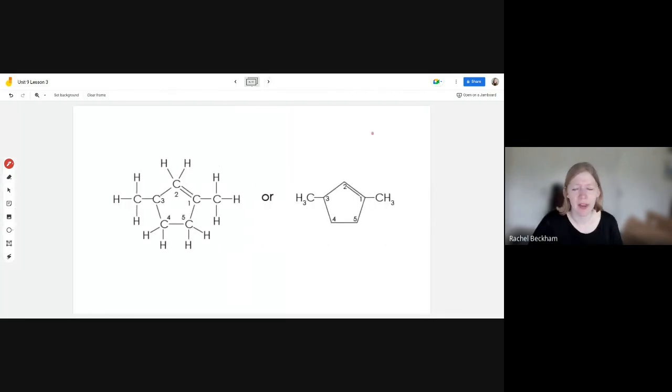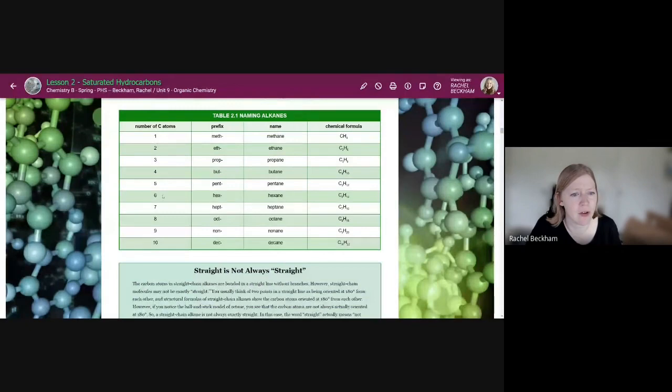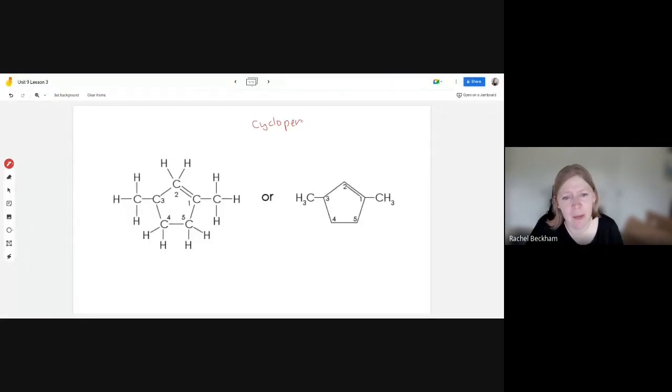Okay, next one here. Let's name this compound. So if you notice here, this right here is our parent chain. See these carbons going like in that circle? So remember that when you have a circle, you put cyclo in front. And then how many carbons are on this parent chain? 1, 2, 3, 4, 5, right? So the prefix for 5 from this chart right here is pent, okay? So we're going to name this cyclopentene because there's a double bond.